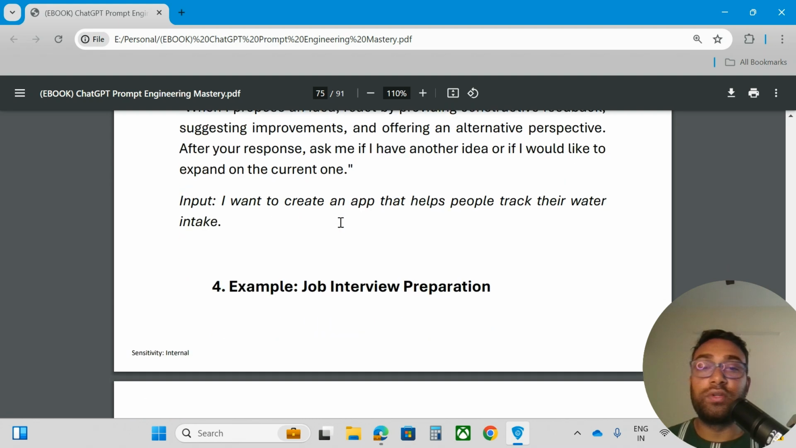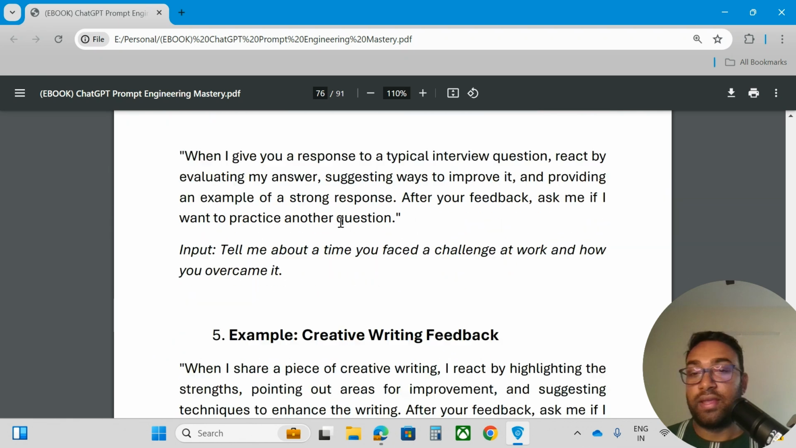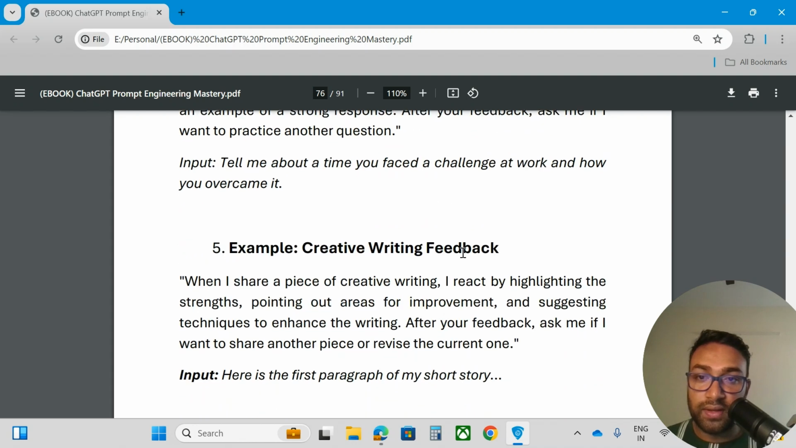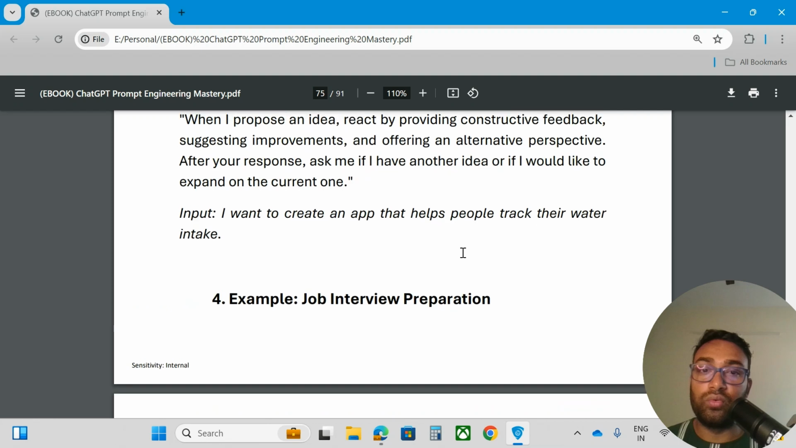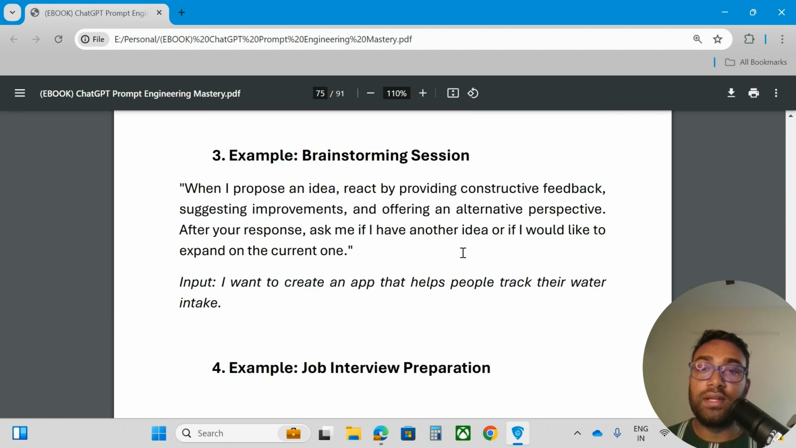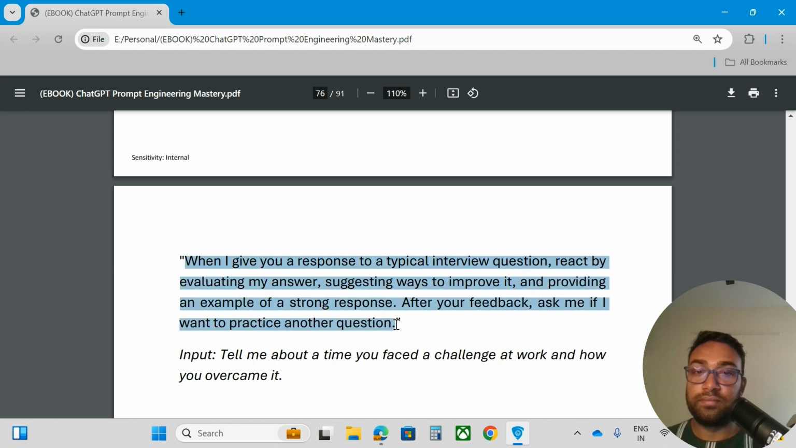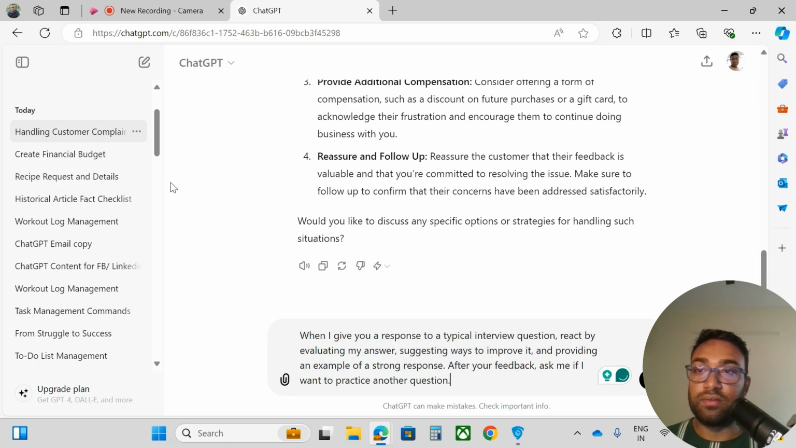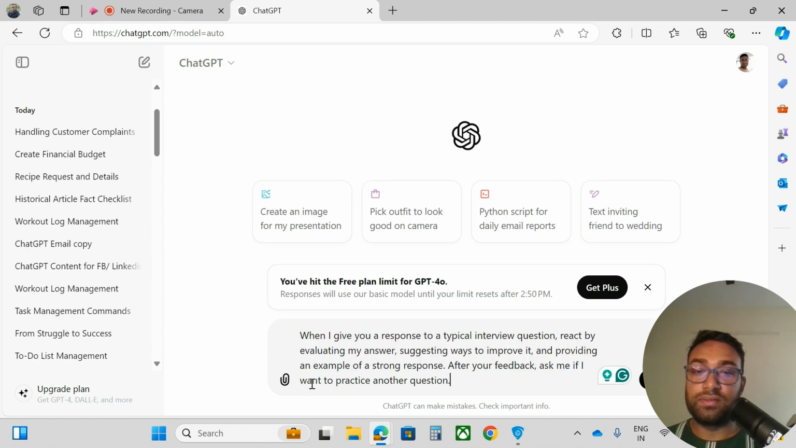Again, example number 4 is job interview preparation, the unique example I have given here. Again, example number 5 is creative writing feedback. Okay, so let me take one example to explain job interview preparation. Okay, let's take this example, job interview preparation. So I would ask ChatGPT, this is my question. Okay, let me take a fresh page, otherwise it will be messed up.